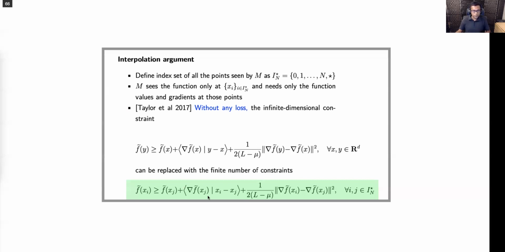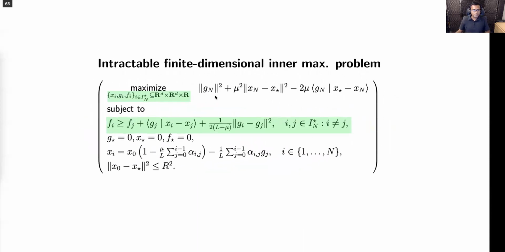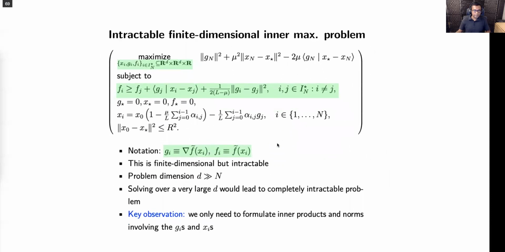So this type of function class, where both directions are equivalent, where you can go from the continuous inequality to discretized inequalities and backwards, is called an interpolable function class. And strongly convex and smooth functions lie within this function class. So in other words, even though we are doing this discretization, there will not be any loss; the relaxation in a way is tight. Okay. So at this point, by using the interpolation argument, we have turned that infinite dimensional problem into a finite dimensional problem, because now we don't have an infinite number of constraints of this form. In fact, we have a finite number of them.